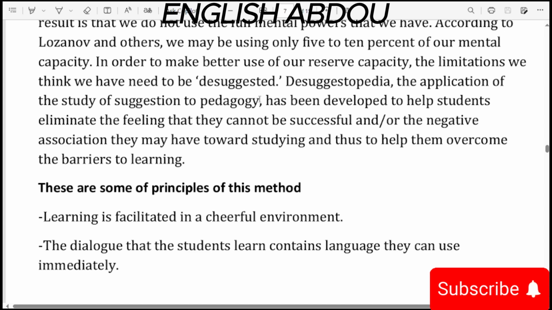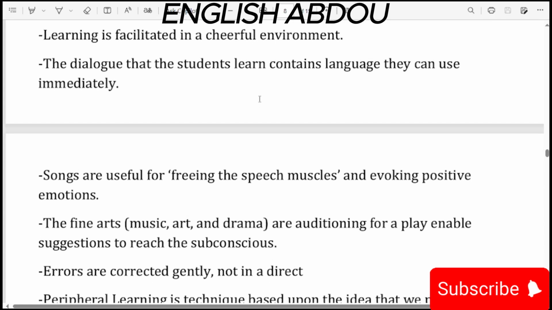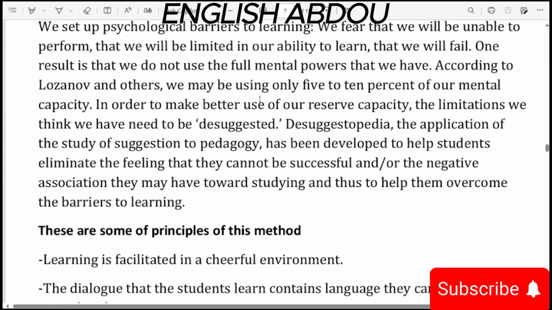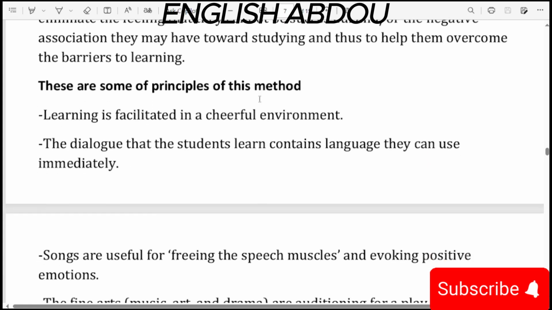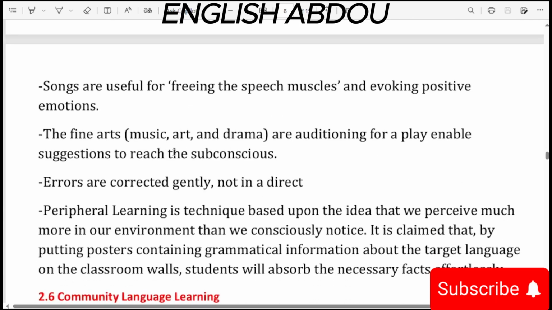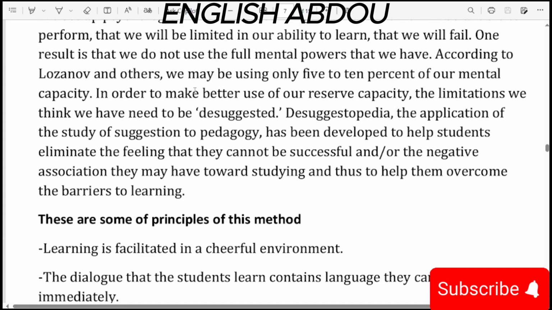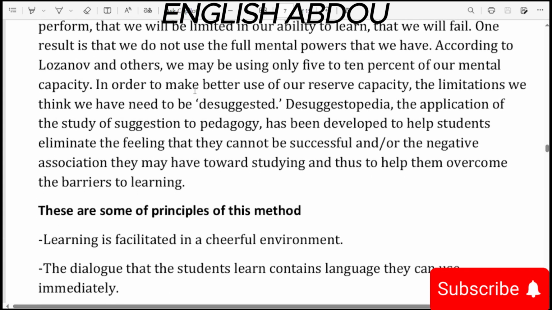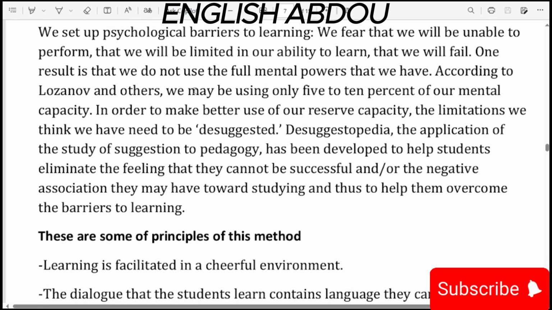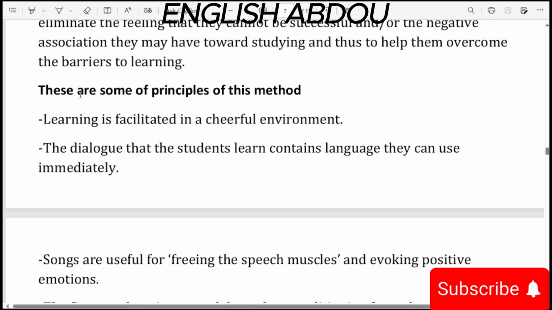Okay, and this is also based on the suggestion theory, or five hypotheses. The affects, okay, the emotions, or the affective, as you can see here. Okay, these are some principles of this theory or of this method.